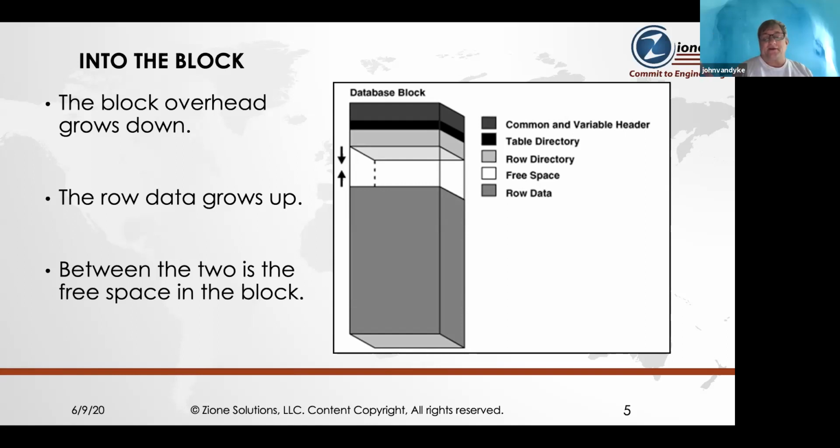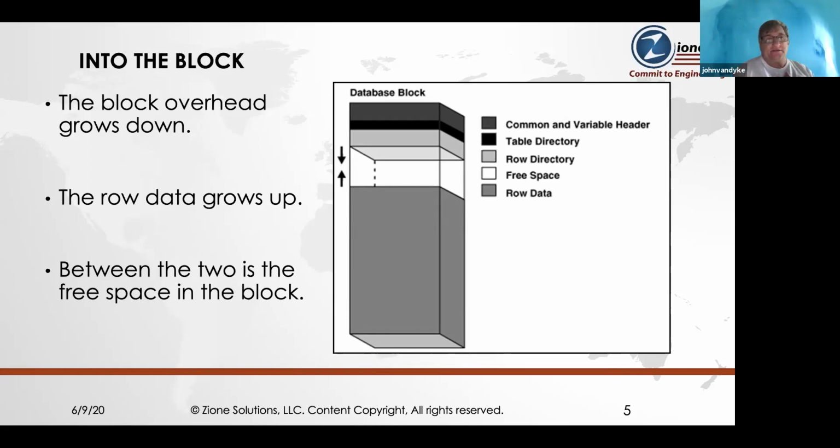The row directory is very important because the rows, as we're going to see in a moment here, grow up from the bottom of the block. So the first row is actually going to get inserted right at the bottom and then go up and up from there. And this row directory actually points to where the row actually is in the block. So that's a real important structure.